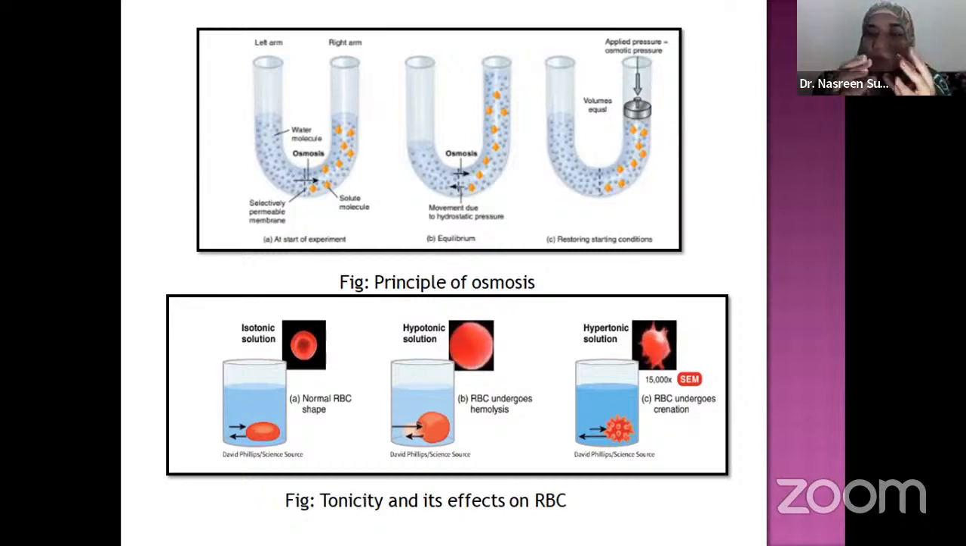Okay, and if you put it in hypotonic solution, all the water from your solution will enter into the RBC and lead to swelling of the RBC, leading to hemolysis. Hypotonic solution, hemolysis. Hypertonic solution, crenation. Very, very important in all your competitive examinations.